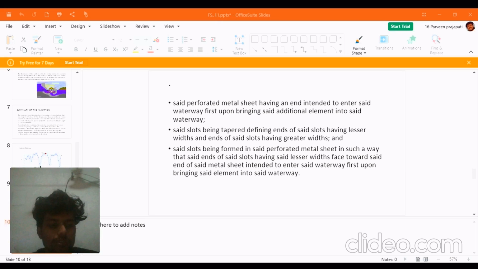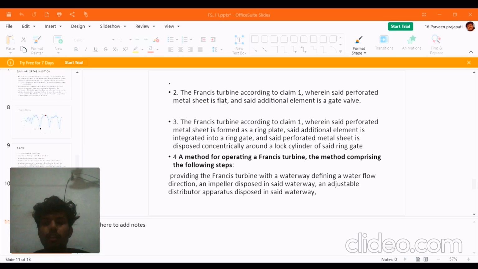In the first stage we use the additional element, and after that in the first way we use additional slots with less width, and after that we use the highest width, and in the third slot we just cover the width of the lesser of both of the faces, and the metal is intended to enter the set water. That is what we have done in the three types of slots.